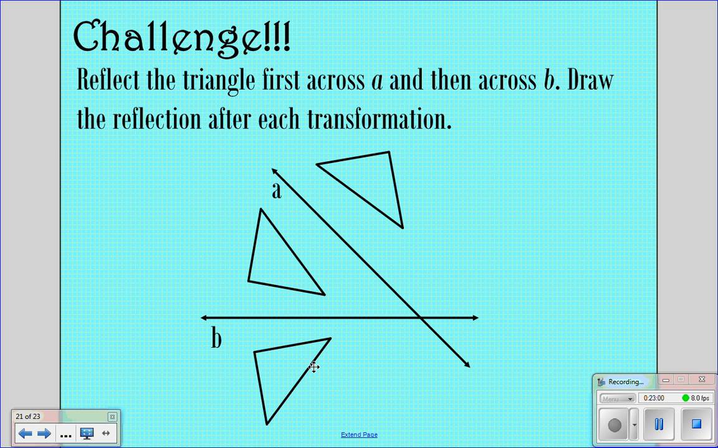And so once you flip it, it needs to be such that this tip is a little bit closer to line B, and then this vertex is further away. And so that would be what the reflection across line A and then across line B would be. So hopefully you can kind of see how that works. I used the computer so that I didn't have to try and trace it using this slate.